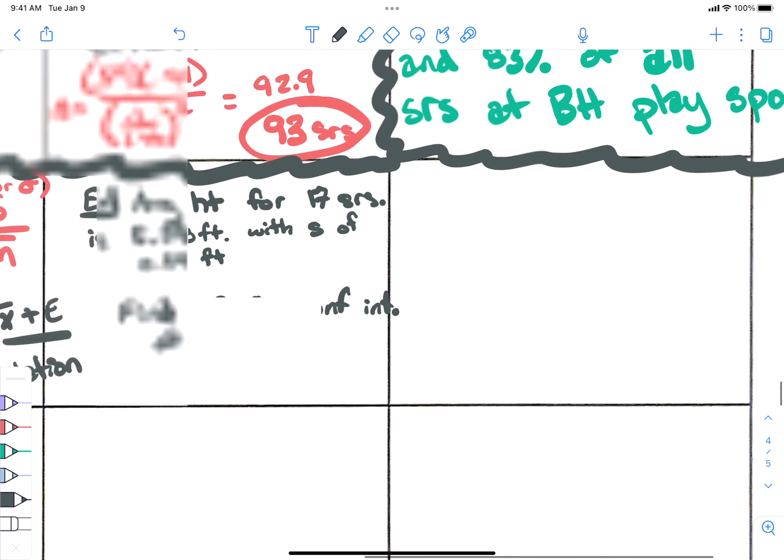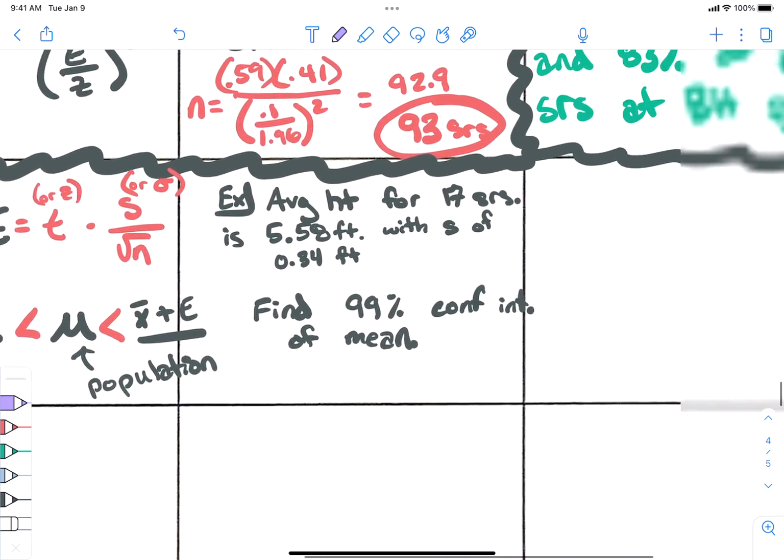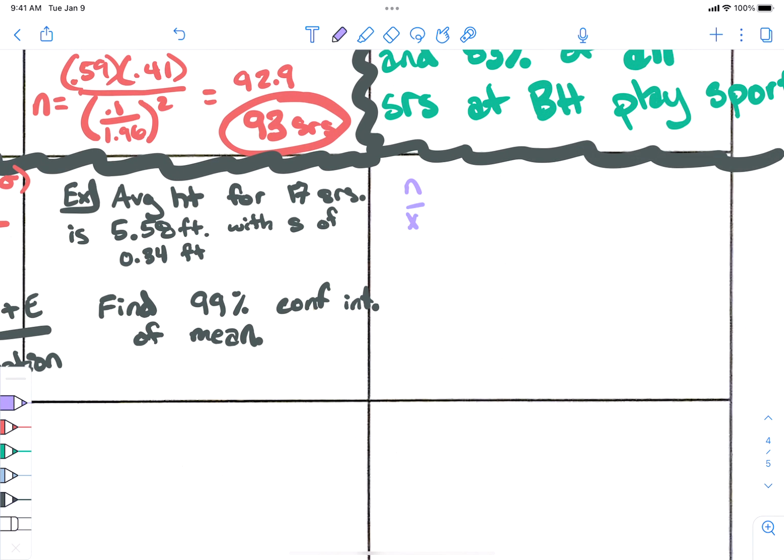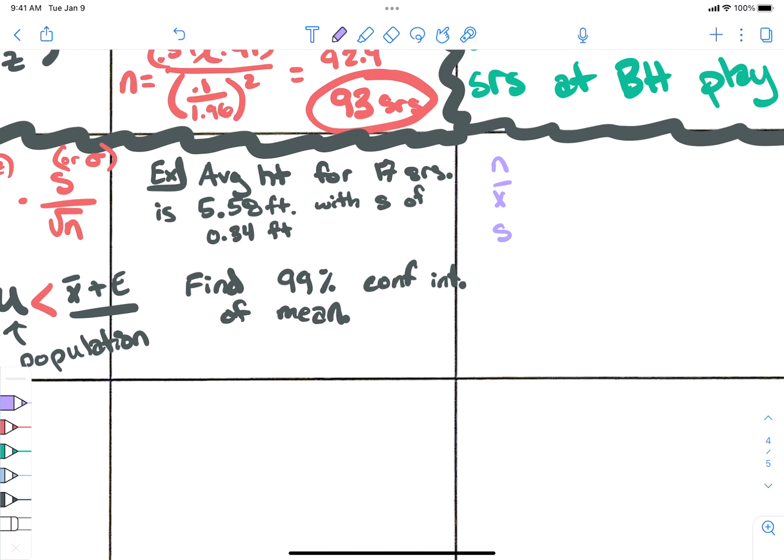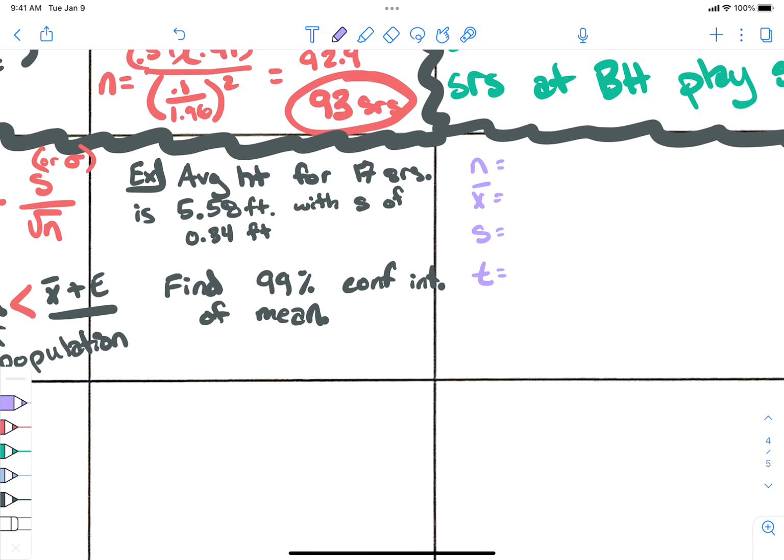Okay, all right. Things that we need. I just start listing out variables from here. We know we need n, we know we need x bar, we know we need s. Are we needing t or z in this case? Which one are we going to use? T. Why t? Because n is less than 30, and we know s and not sigma. So we need to use t in this case. At 99%. All right, so what's n? 17. X bar? 5.58. Standard deviation, 0.34. And t.